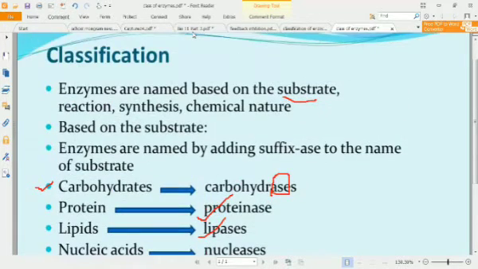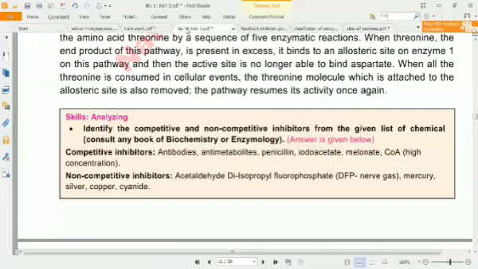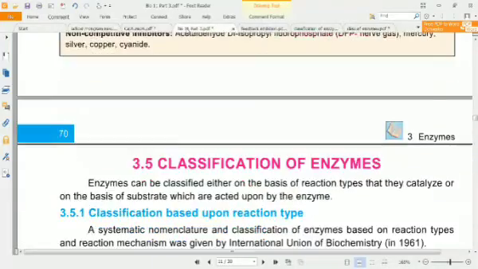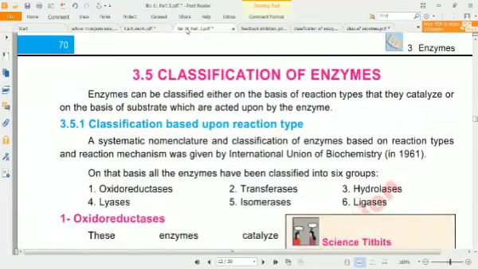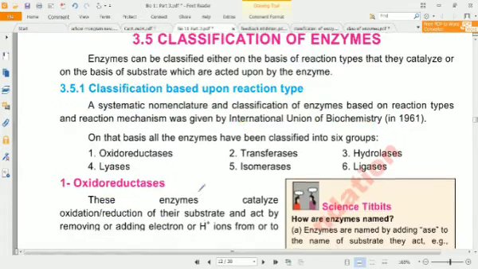So let's talk about them one by one. When we talk about the basis of reaction, the names are given by the International Union of Biochemistry, IUB, in 1961. They are categorized into 6 categories.